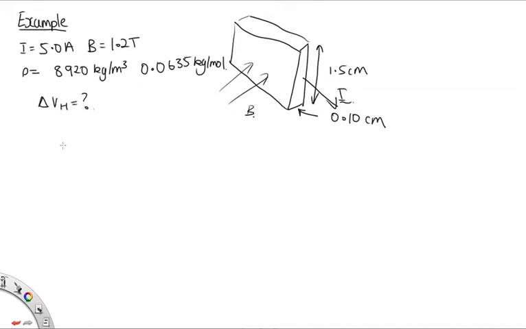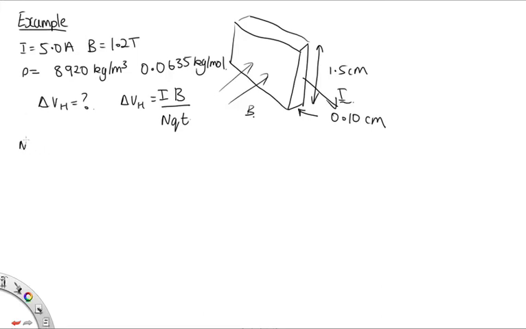So we'll need to use the equation that we derived. We'll need to use that the Hall voltage is equal to IB over NQT. Now we've got the current, we've got the magnetic field, we've got the thickness. We know that the charge carriers are electrons, so their charge is 1.602 times 10 to the minus 19. So what we need to work out is the number of charge carriers per unit volume.